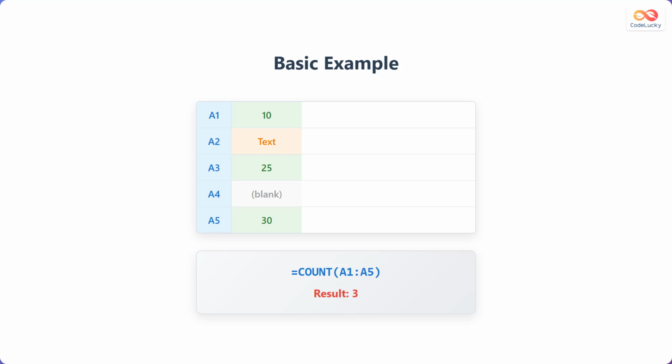Let's go through a basic example. Here's a simple table in Excel. Cell A1 has the number 10, A2 has text, A3 has the number 25, A4 is blank, and A5 has the number 30. If you use the formula =COUNT(A1:A5), the result will be 3. This is because the count function only counts the numeric values in cells A1, A3, and A5, ignoring the text in A2 and the blank cell in A4.